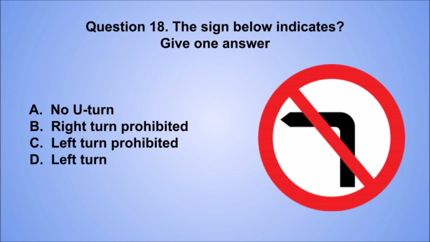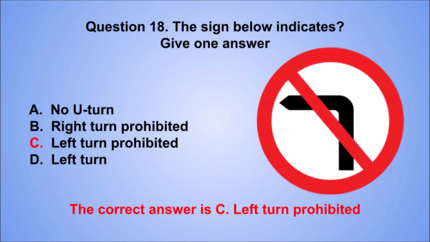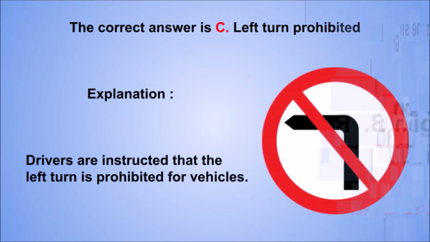Question 18. The sign below indicates, give one answer. A. No U-turn. B. Right turn prohibited. C. Left turn prohibited. D. Left turn. The correct answer is C. Left turn prohibited. Explanation. Drivers are instructed that the left turn is prohibited for vehicles.